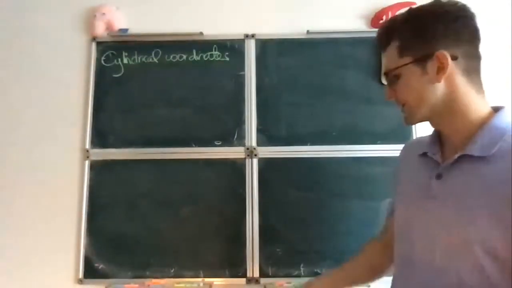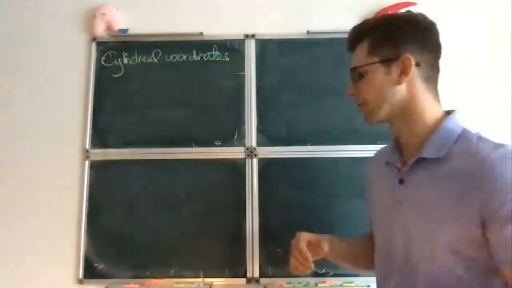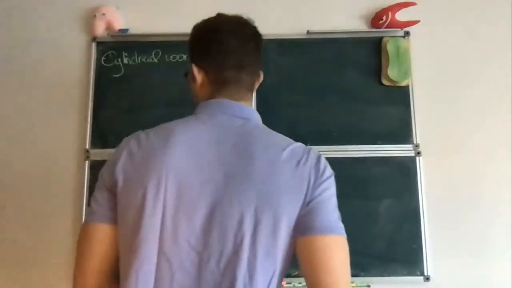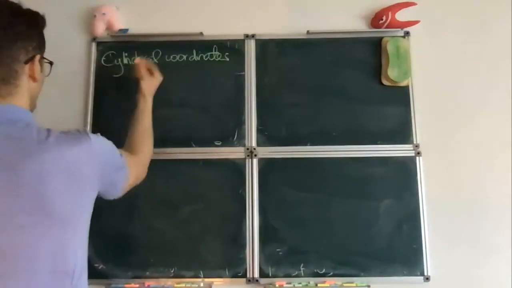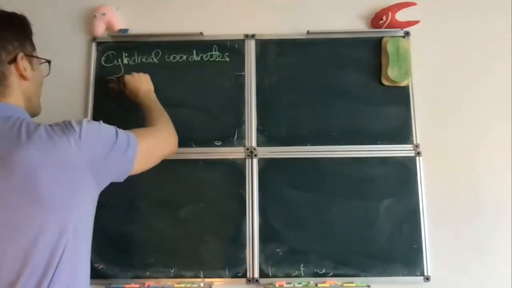Okay, so I'll tell you about cylindrical coordinates. You should think of this as a 3D version of polar coordinates. So maybe we should start by revisiting what polar coordinates are supposed to be.